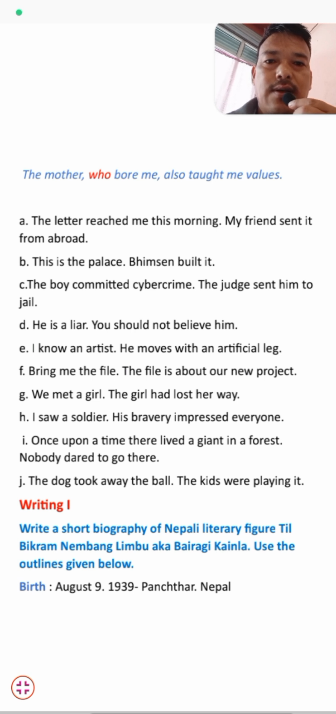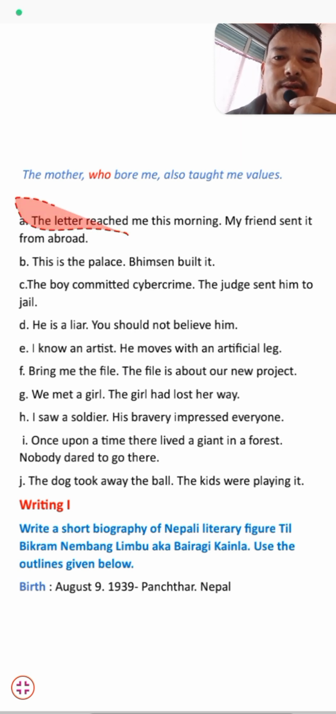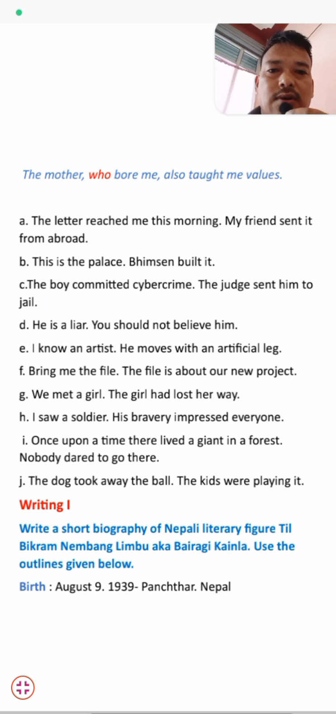Yes, here is the exercise of this grammar part, and here are some exercises given. Number A: a letter reached me this morning. My friend sent it from abroad. So here is the letter, students. A letter is a thing. Therefore we use what, which, or that. In the second, this is the place. For a place, we use where. The boy, we use who or whom. He is a liar. Then again, who.